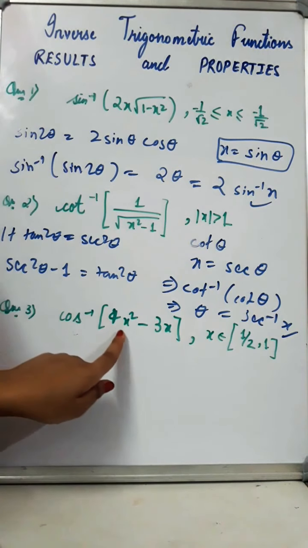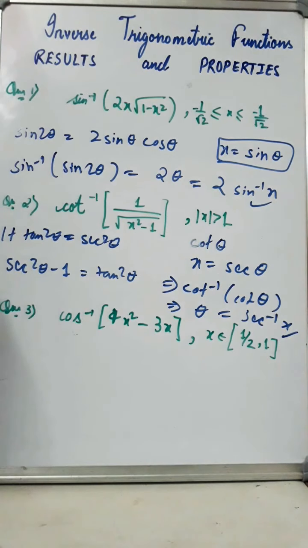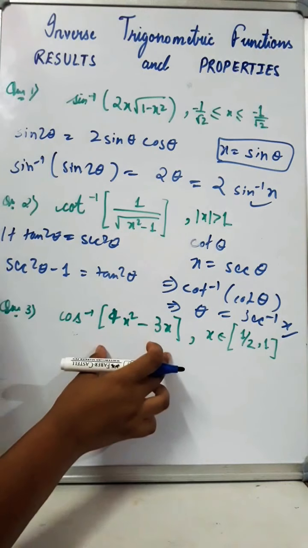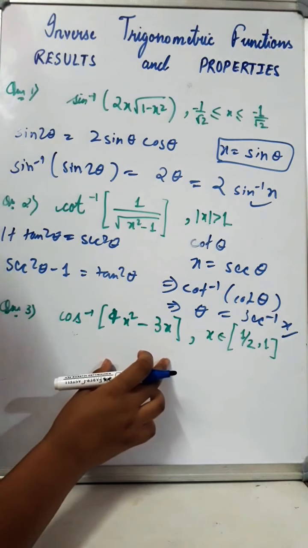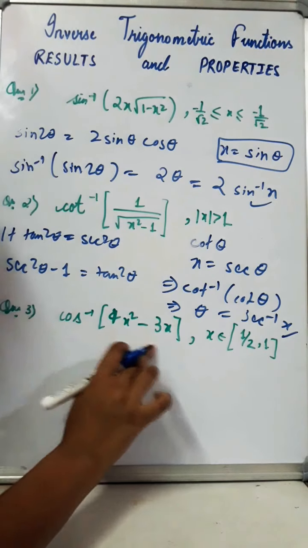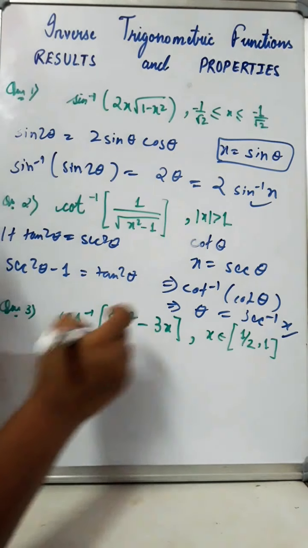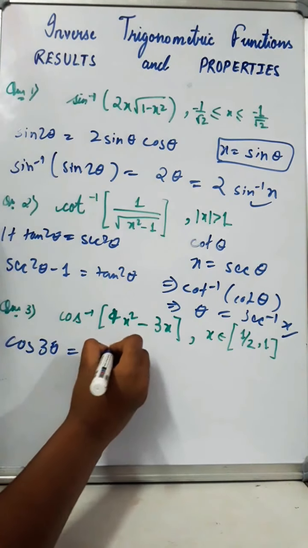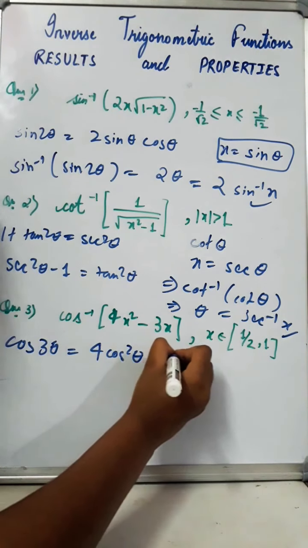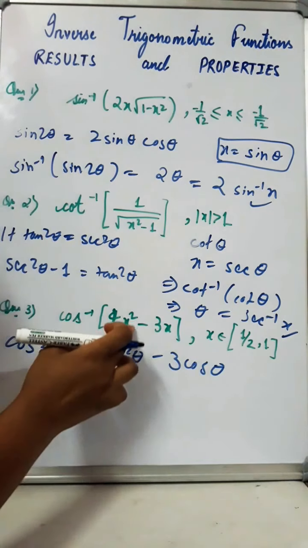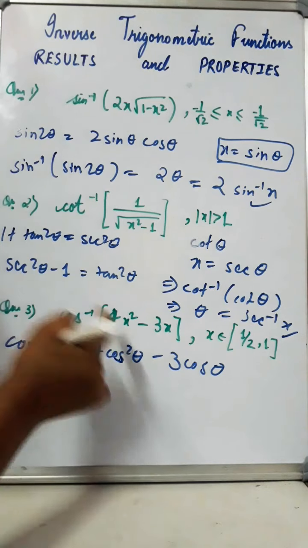Cos inverse 4x cube minus 3x. What I told you, all you have to do is to bring this entity into something like cos theta, cos 2 theta, maybe cos 3 theta. So here, if you look closely, this is totally the formula of cos 3 theta. Cos 3 theta is what? 4 cos cube theta minus 3 cos theta, right? Totally resembling this. Now take x as cos theta.